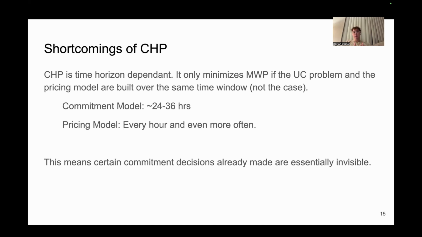And that's just not the case in industry. So the commitment model is usually run in a day-ahead market, anywhere between a day and more in advance, where a lot of the slower generators need to be committed that long in advance because they have super long startup times, ramping, all stuff like that. And then convex hull pricing comes in later in a pricing model that's run much closer to real time, in a real-time market situation, every hour or even more often.